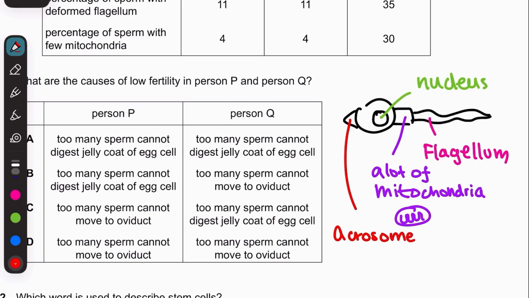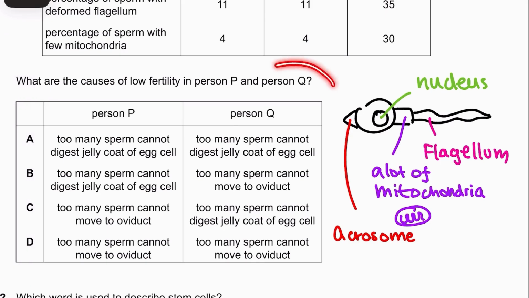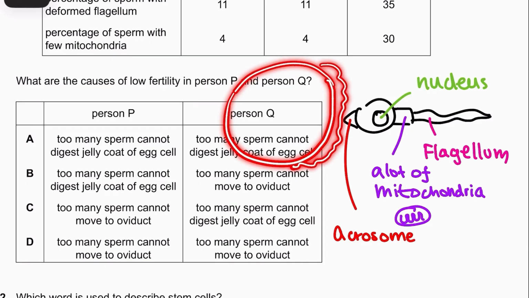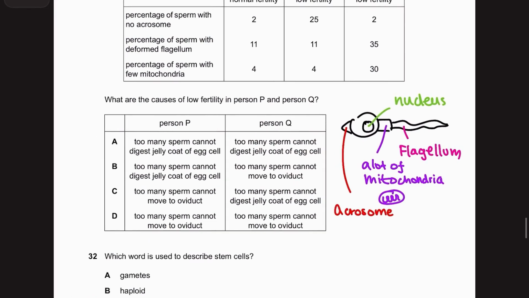And what is that? It is a structure that contains a lot of digestive enzymes, which is very important because when it meets the egg, remember the egg is like here, right? And it's got this jelly layer on the outside, and the enzymes in the acrosome are going to have to digest through that jelly layer in order to get into the egg. Here's the nucleus of the egg, right? If you can't get through that jelly layer, you cannot get into the egg. You cannot do fertilization. So the acrosome is very important for that final step.